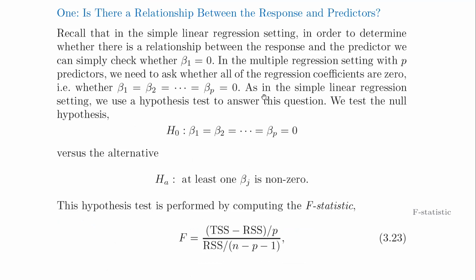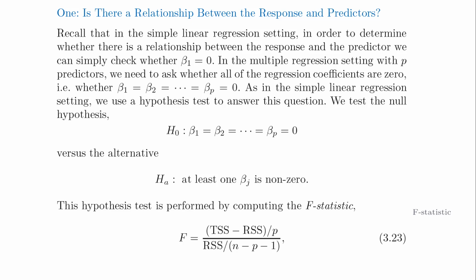Recall that in the simple linear regression setting, in order to determine whether there is a relationship between the response and the predictor, we can simply check whether the true value of beta 1 is equal to 0. In the multiple regression setting with p predictors, we need to ask whether all of the regression coefficients are 0. That is, whether beta 1 is equal to beta 2 is equal to, all the way to beta p, all of them equal to 0.